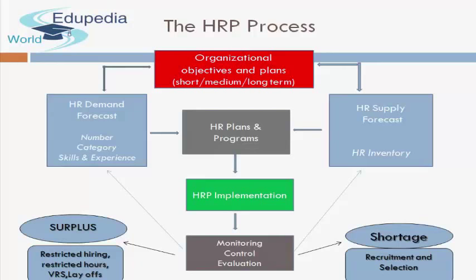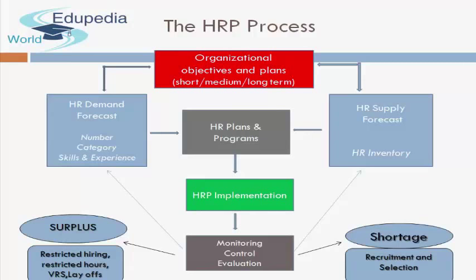While monitoring, controlling and evaluating, there are two things which are always kept in mind: in case there are surplus employees, what do you need to do? In case there is a shortage of employees, what do you need to do? In case of shortage, you need to of course recruit and select employees. In case there is a surplus, the first thing you need to do is restrict hiring. You will make sure that no more employees are taken into the organization. Restricted hours: maybe you can take employees only for a particular period of time, maybe contractual employees, or maybe existing employees you would ask to come only for a few hours and not for the entire day.